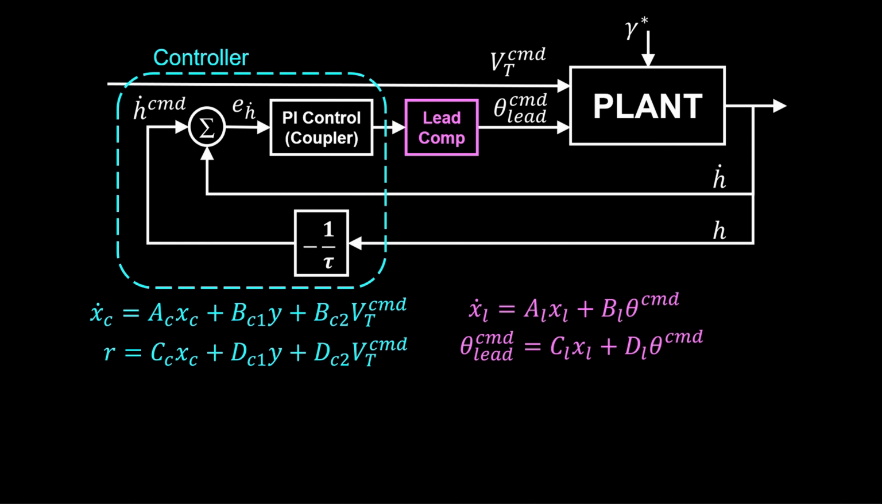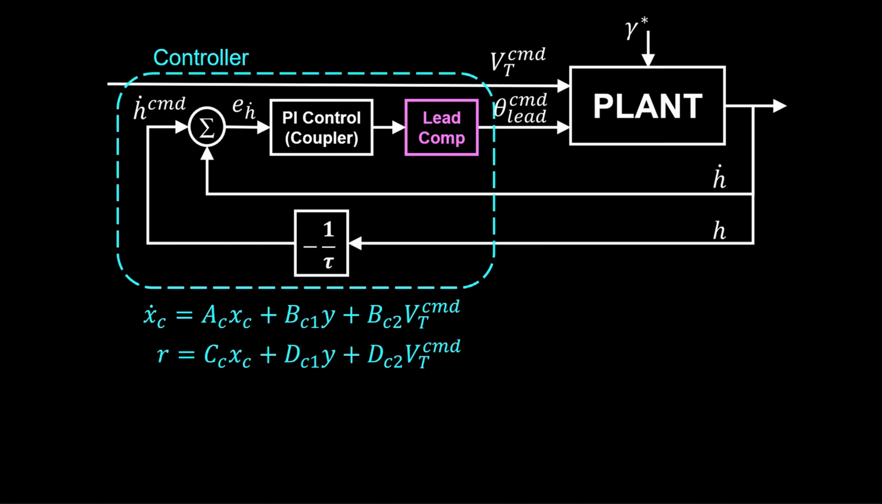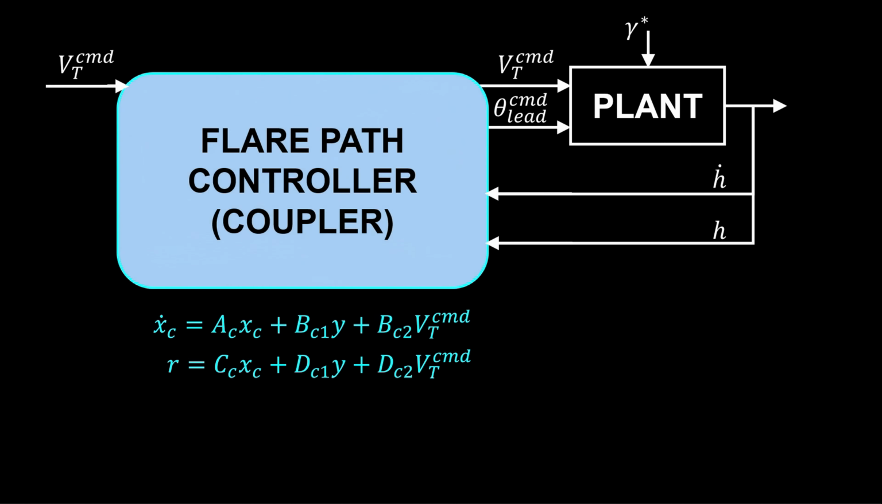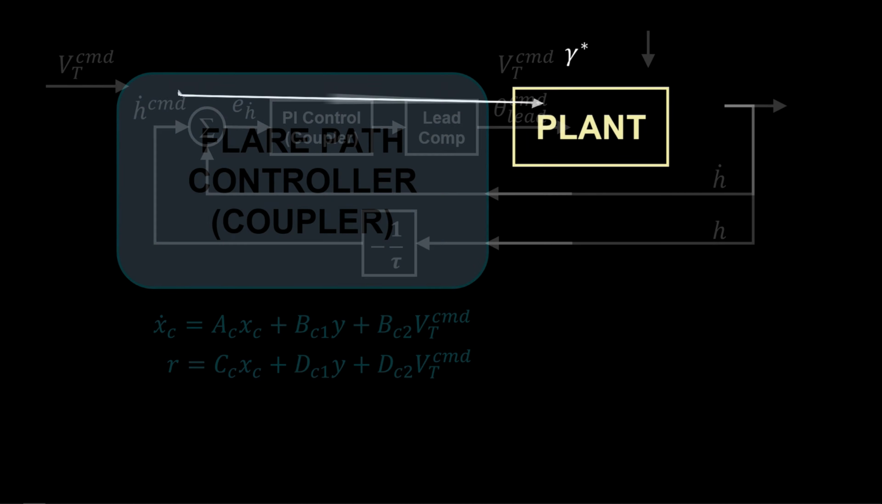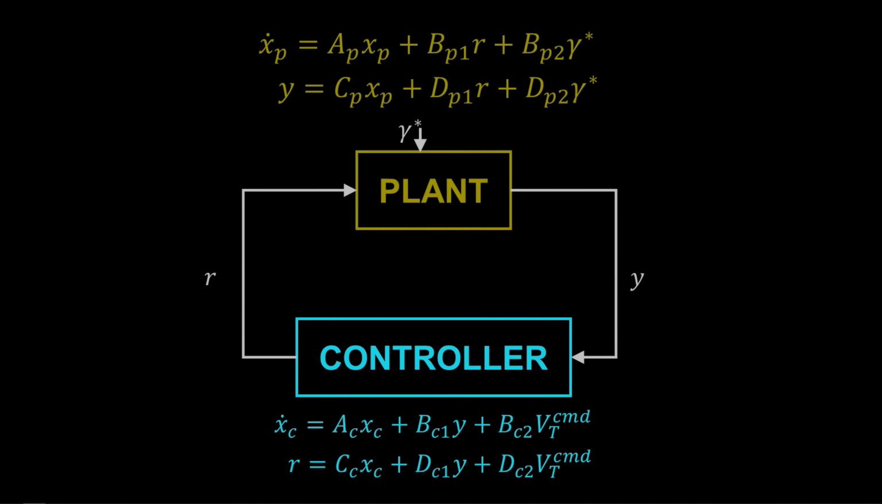We have the lead compensator. We connect that in series with the flare path controller, thus producing our full lead compensated flare path controller or flare path coupler. We finally have the plant and the controller. We are now ready to close the loop between these two systems. Let's derive the closed loop system in state space form.